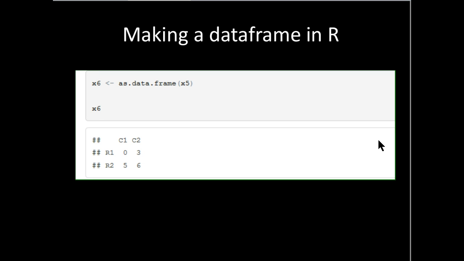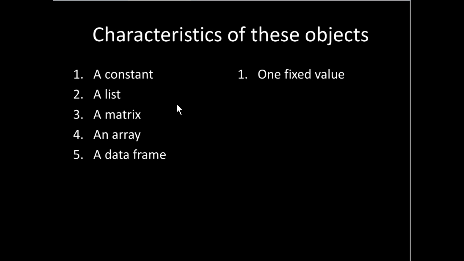Likewise, you could make that into a data frame. You could just say, okay, I want that matrix, and you can just use as data frame of x5, and then it goes into a little data frame called x6. So maybe in your own time, you might like to consider what the characteristics of these variables and objects are. I'm not going to fill this in, but for instance, a constant is one fixed value, and you need to think about whether you can understand what a list is, what a matrix is, what an array is, and what a data frame is. But this will all become obvious as we go through our course.